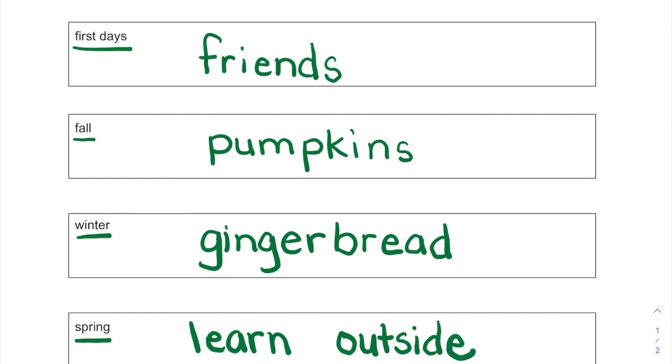So again, this is getting ready to write. It's a list of things that you might want to include in your piece about your kindergarten year. I hope that helped you get your ideas together for the piece you're going to start tomorrow. And if you'd like to use that graphic organizer, you can download and print that, or you can just make a list on a piece of paper.